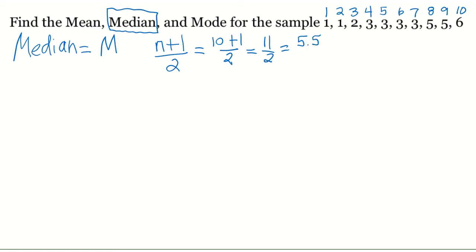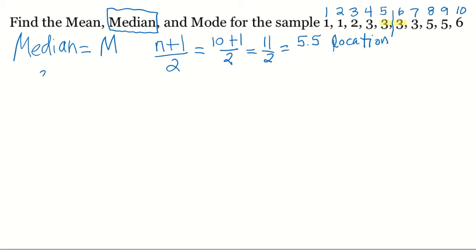So this is the location of the data point. So 5.5 is going to be right here. But 5.5 is not on an actual data point. So because of that, we're going to want to find the average of the 2 points that are before and after that location.